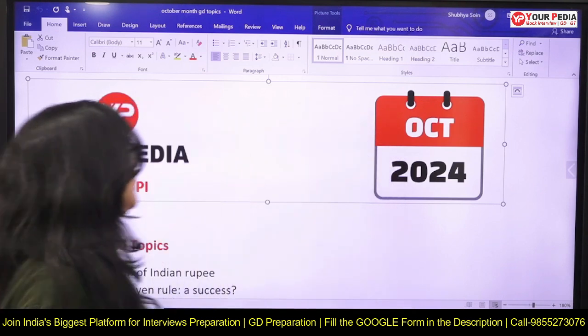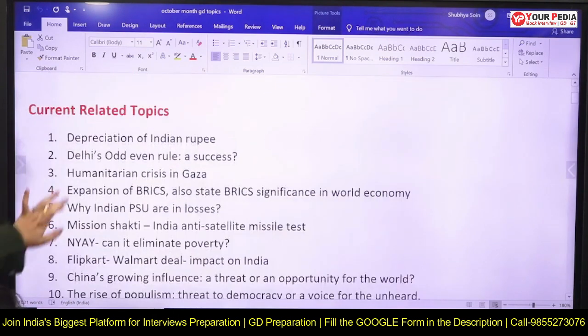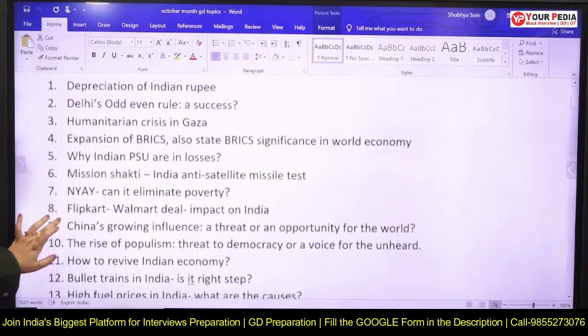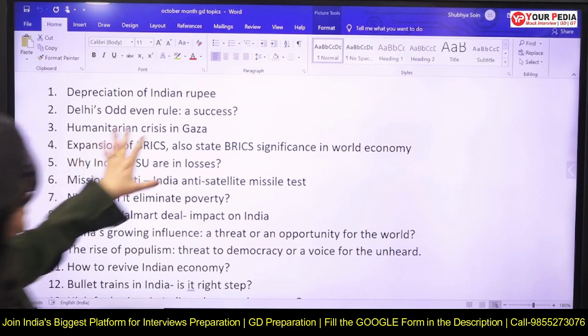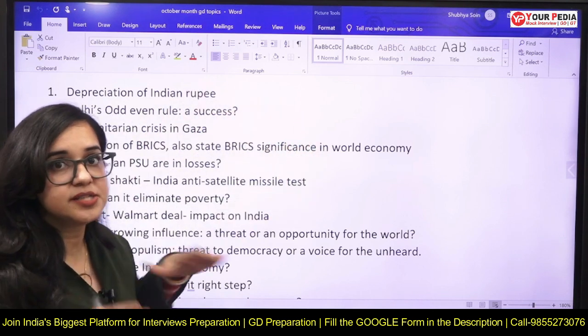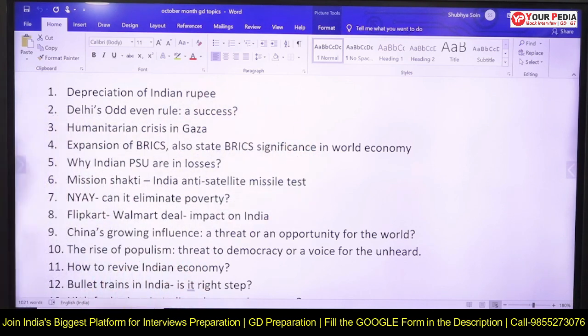The very first category I am going to talk about is current-related topics. In current-related topics, I have given you a brief of approximately 10 to 14 topics. The very first is the depreciation of the Indian rupee. Then we all know about Delhi's odd-even rule: is it a success or not? Your point of view needs to be there. Humanitarian crisis in Gaza. Expansion of BRICS and what is its significance in the world economy. It can be asked as a separate topic also, the significance of BRICS in the world economy.